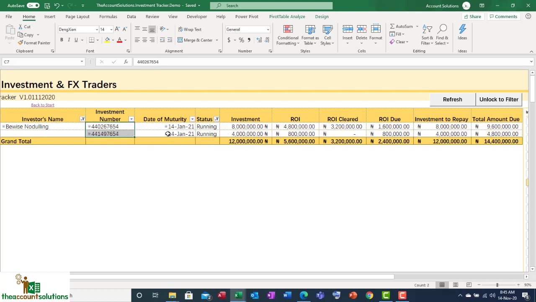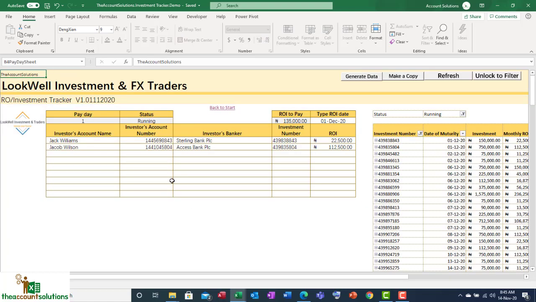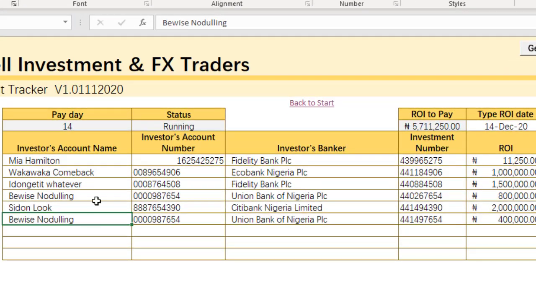Mark the numbers. They will come out. ROI that are due for 14th of December. That's the next payment date. Let's go back to start and go generate payment due any date. So we'll type 14th December 20 and generate data. You can see Be Wise No Darling has 2 here. The same account number, but look at the figures: 800, 400.